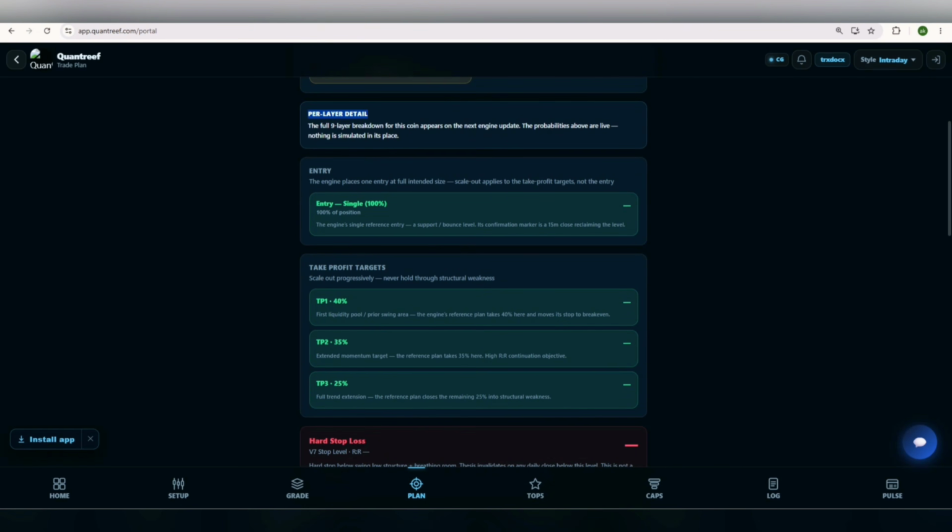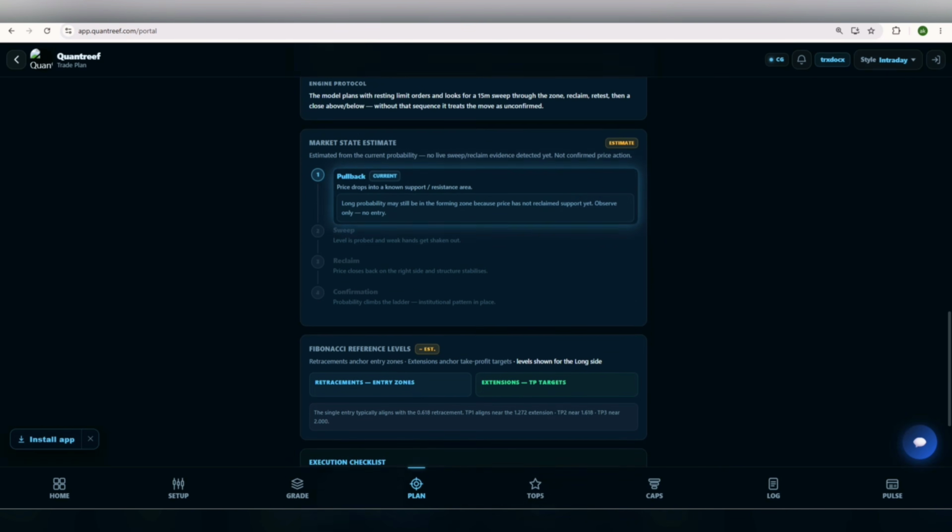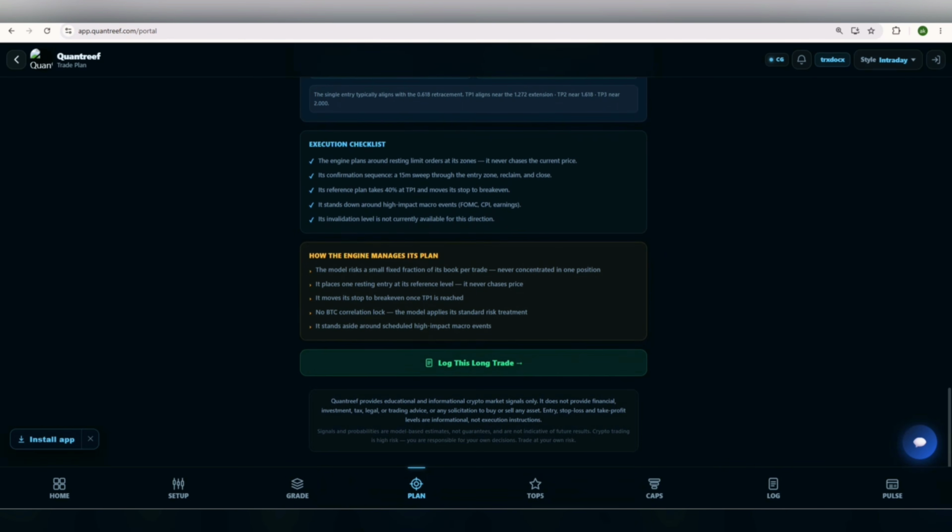There are per layer details, entry, there is also TP, SL, everything you can go for. Probability ladder is also going to show you different TP1. That is also the target if you are going to choose any pair, one of them, and it will also help you in taking the long or short trades.